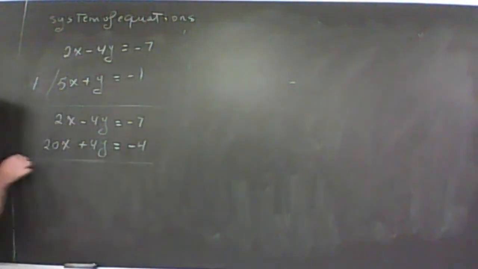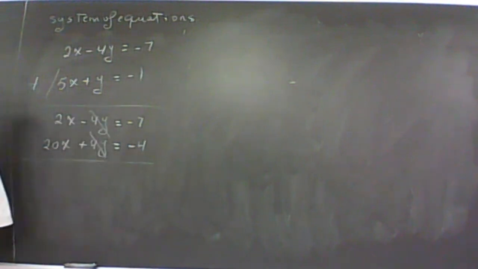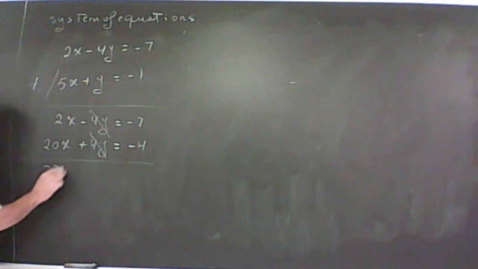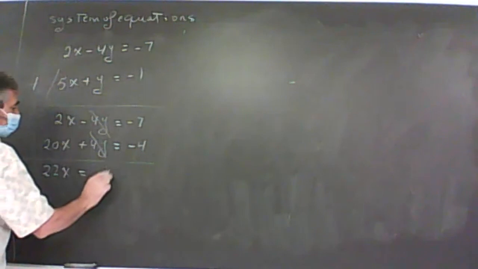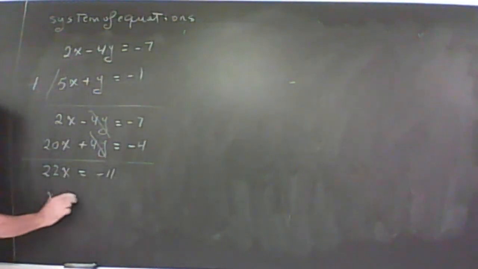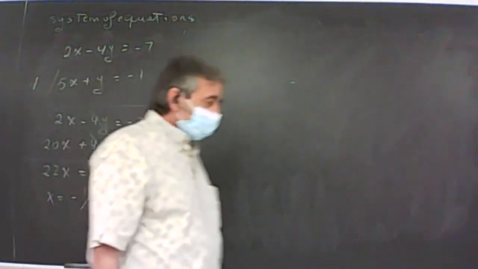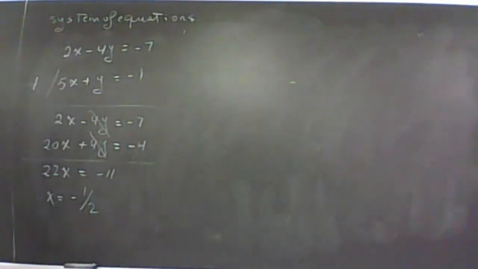So now, if I were to put them together, your 4y cancels out because one is positive, one is negative. 2x plus 20x is 22x equal negative 11. Then x equal minus 1/2. So now we already figured out what x is. I'm going to figure out what y is.